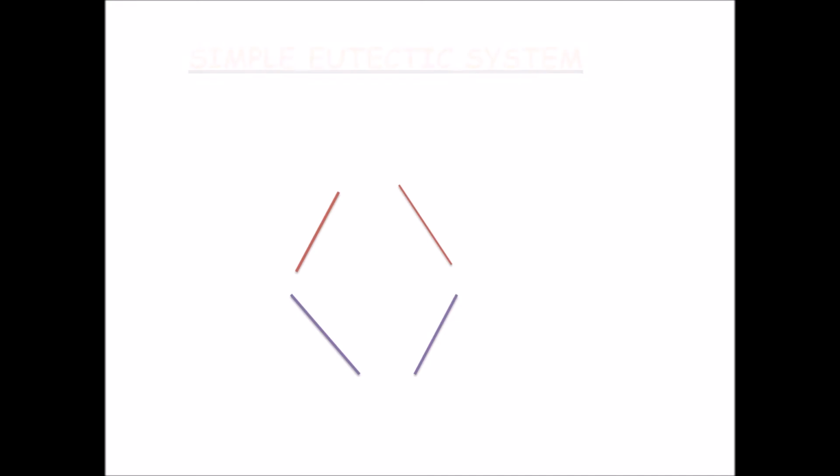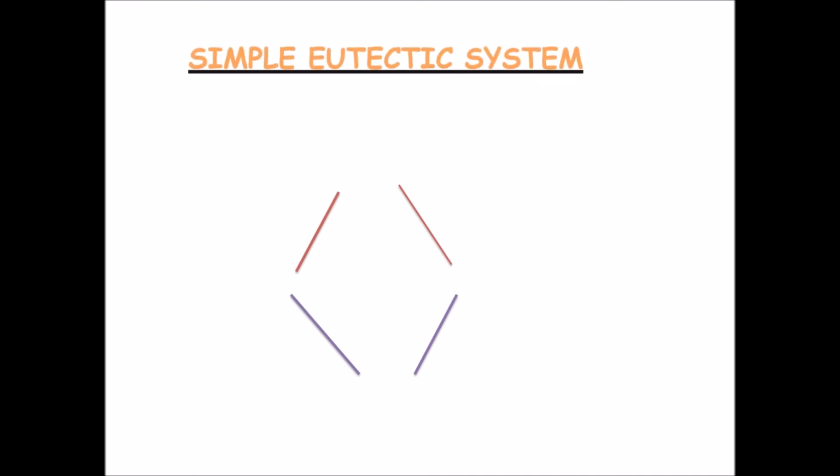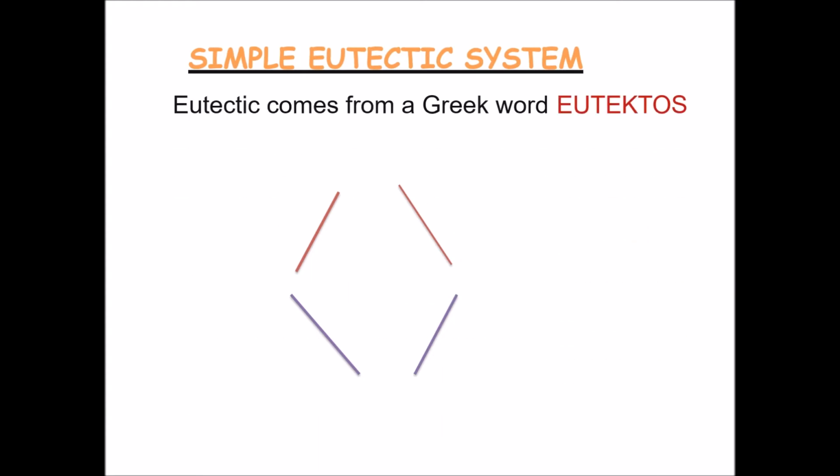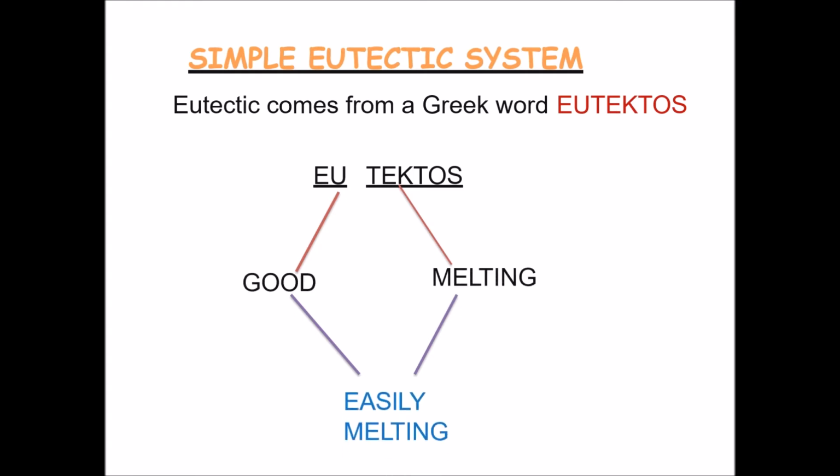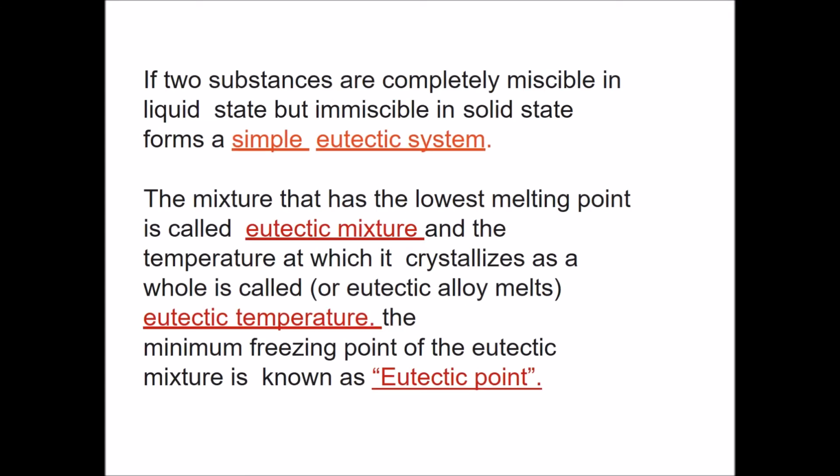Before starting the silver-lead system, we should be familiar with some terms like simple eutectic system. So what is the meaning of eutectic system? The word eutectic comes from the Greek word eutectos, where eu means good and tectos means melting. So eutectos means easily melting. If two substances are completely miscible in the liquid state but immiscible in the solid state, they form a simple eutectic system.